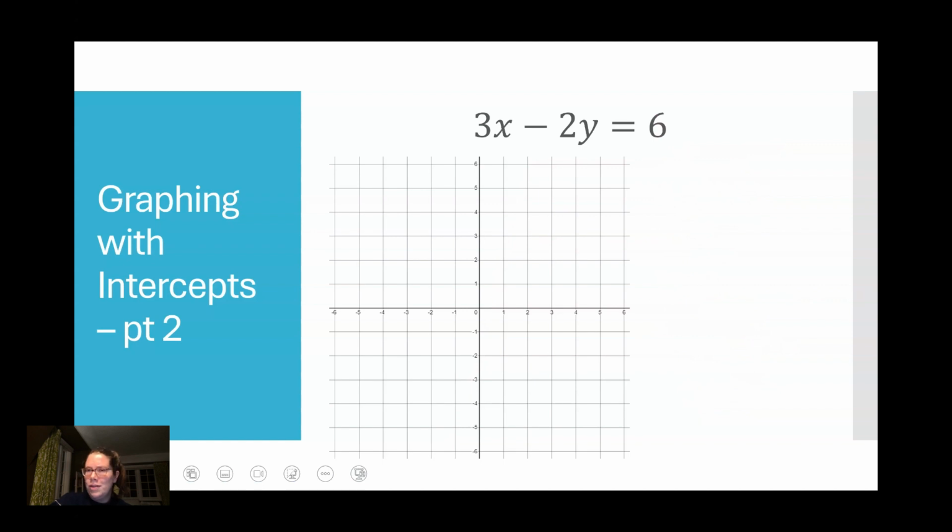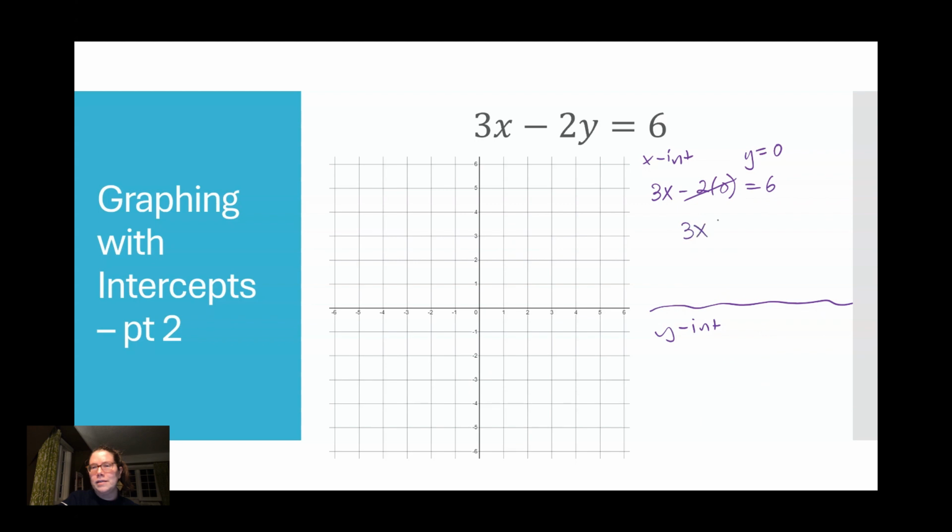So let's try it with an equation in standard form. Again, we're going to find the x-intercept and the y-intercept. Remember that the x-intercept happens when y is 0, so we're going to put in 0 for y. 2 times 0 is 0, it's gone. 3x equals 6, and x equals 2. So we're going to go to 2 on the x-axis.